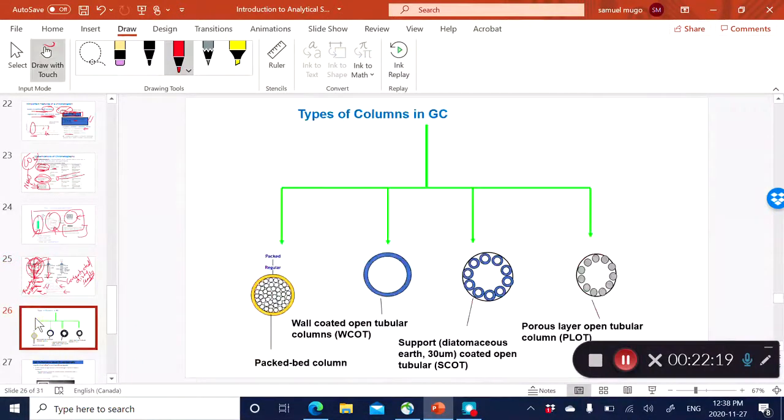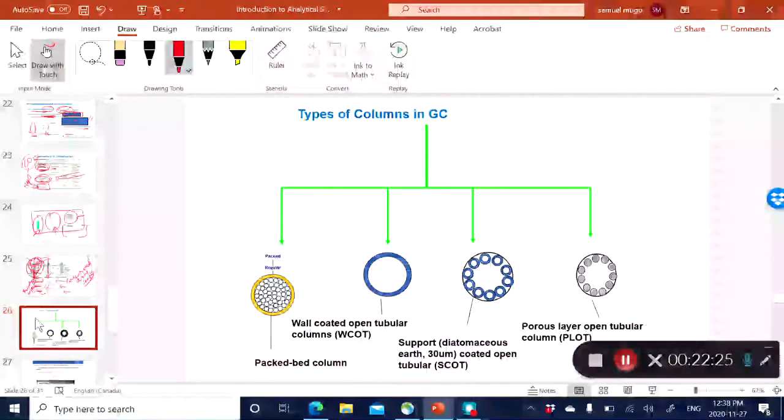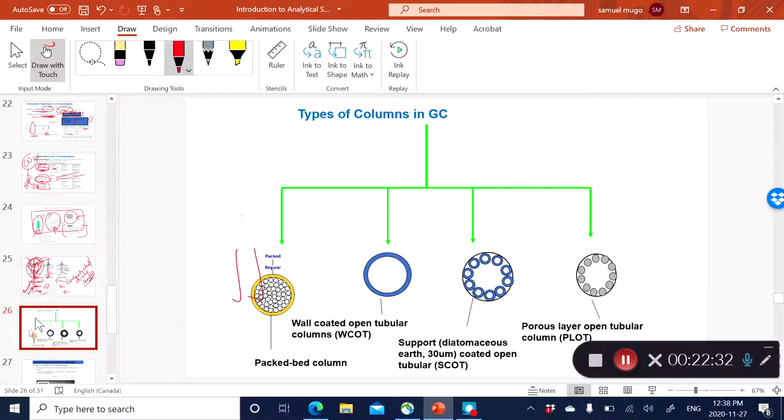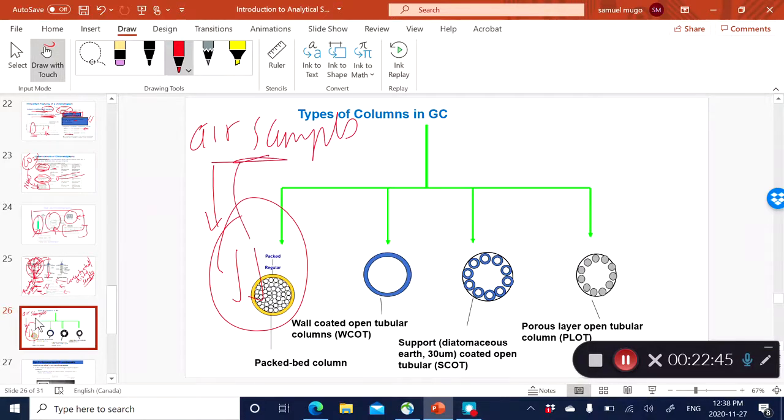So there are many types of GC columns, as I have said. I'd like you guys to at least be able to enumerate them in case you get such a question in an exam. There's a packed column, not very common anymore unless you're doing things like analysis of air samples, like pollutants in air. Sometimes, people would use a packed column, all right? So things like nitrogen in air, carbon dioxide in air, people would use a packed column GC.